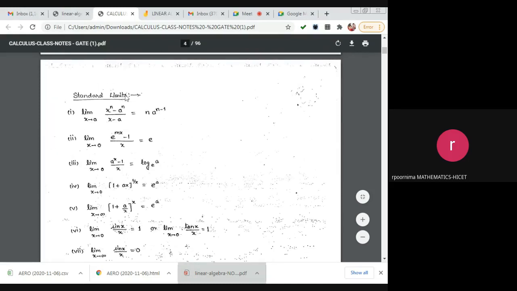So the standard limit functions: limit x tends to a of x to the power n minus a to the power n divided by x minus a, which is equal to n into a to the power n minus 1. The next, limit x tends to 0 of e to the power mx minus 1 by x, which is m. Limit x tends to 0 of a to the power x minus 1 by x, that is log a to the base e. Limit x tends to 0 of 1 plus ax to the power 1 by x, which is e to the power a. The limit x tends to infinity of 1 plus a by x to the power x, which is e to the power a itself. Limit x tends to 0 of sin x by x, which is 1.